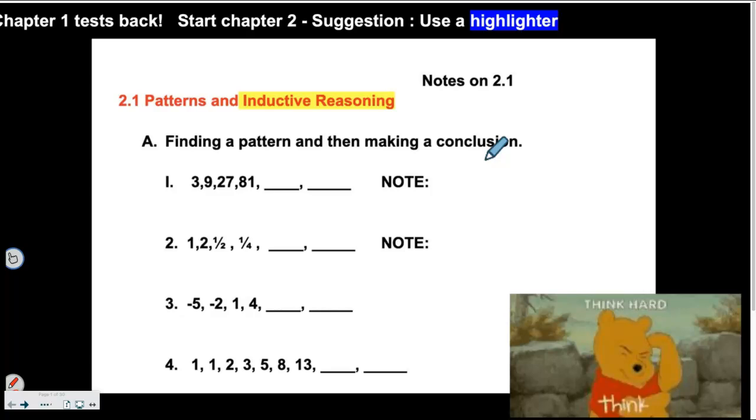In 2.1, we're going to talk about patterns and inductive reasoning. So our first task is going to be to look at a sequence of numbers, find a pattern, be able to verbalize it. I won't make you write it down, but you should be able to say in your head, oh, I know what's happening with these numbers. And then conclude what the next 2 in the sequence will be.